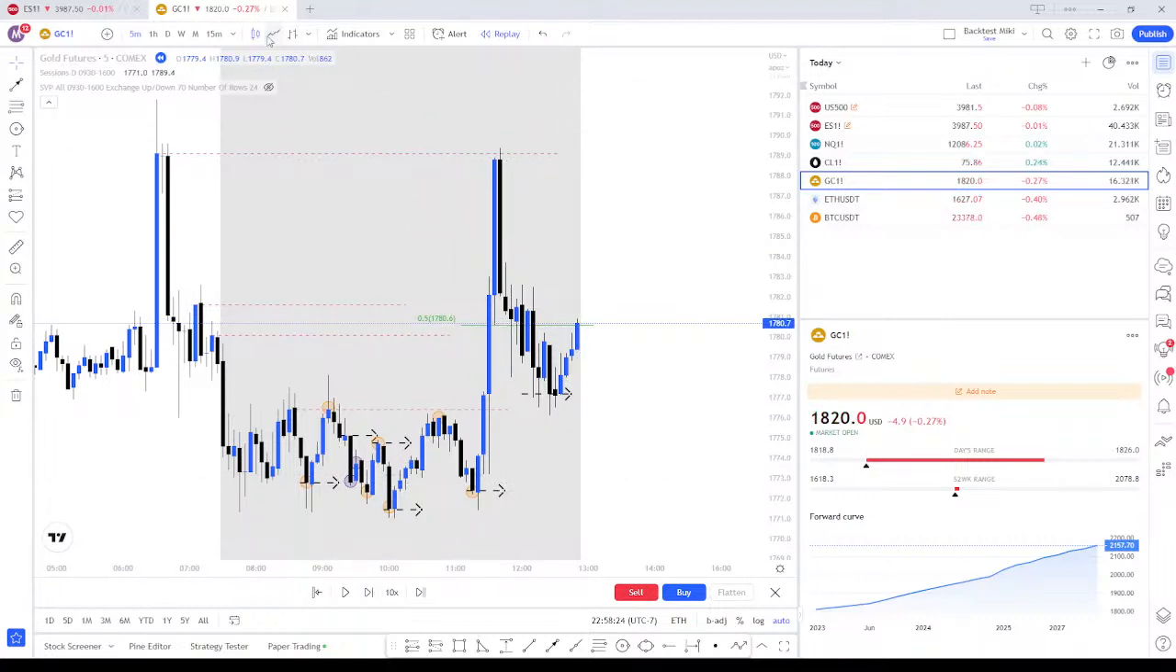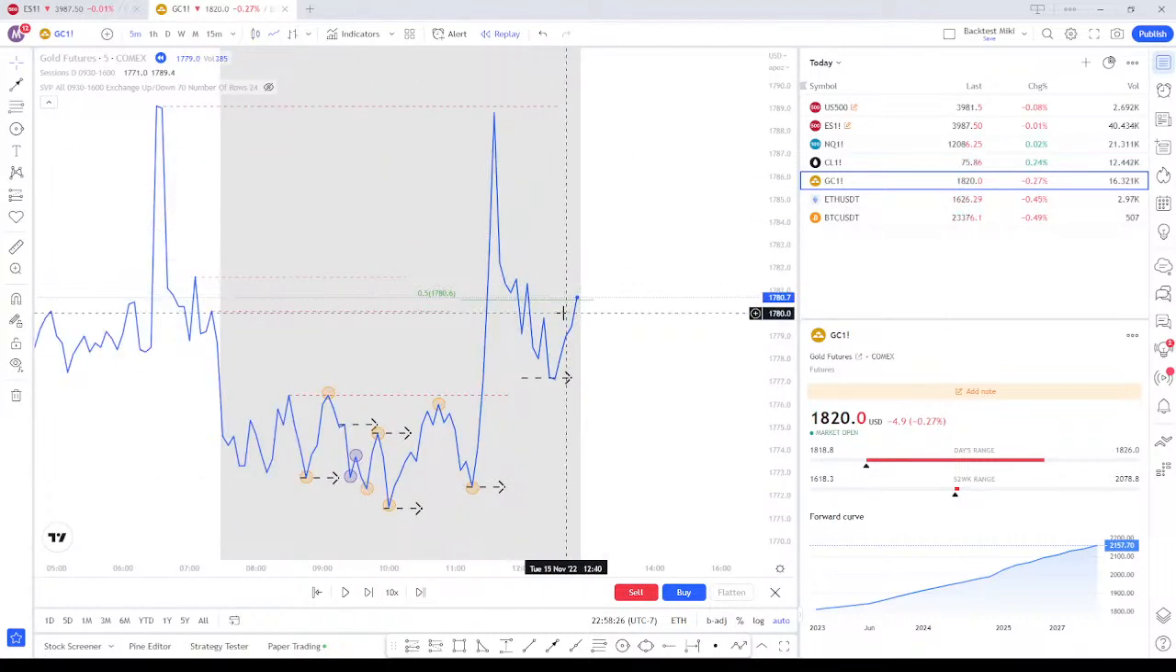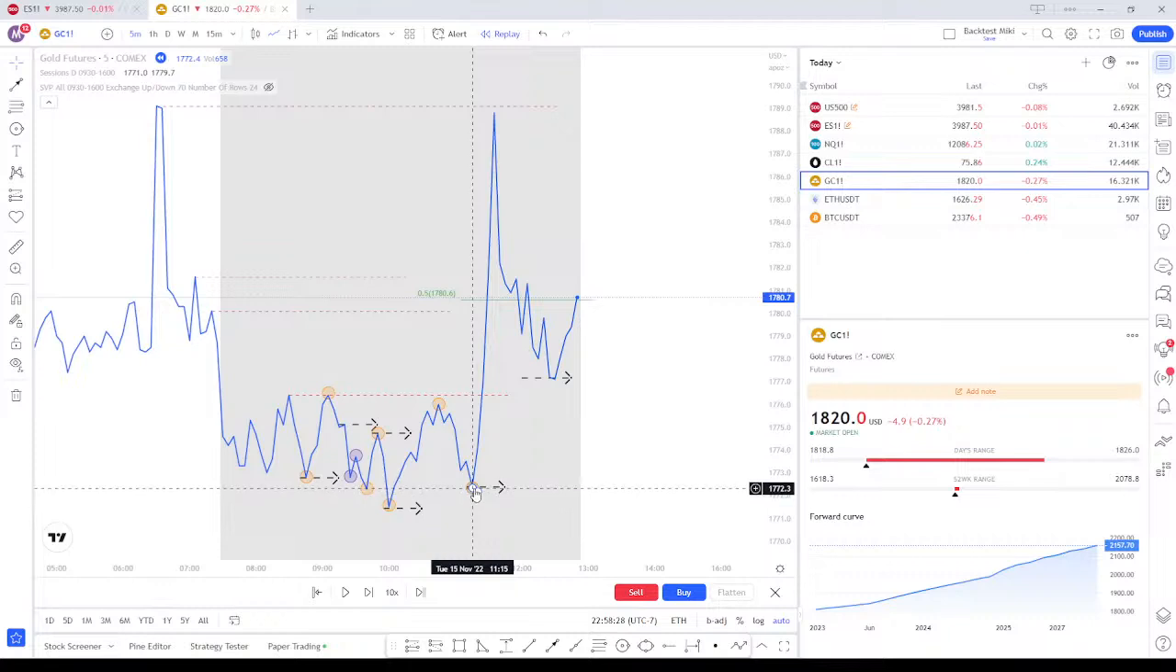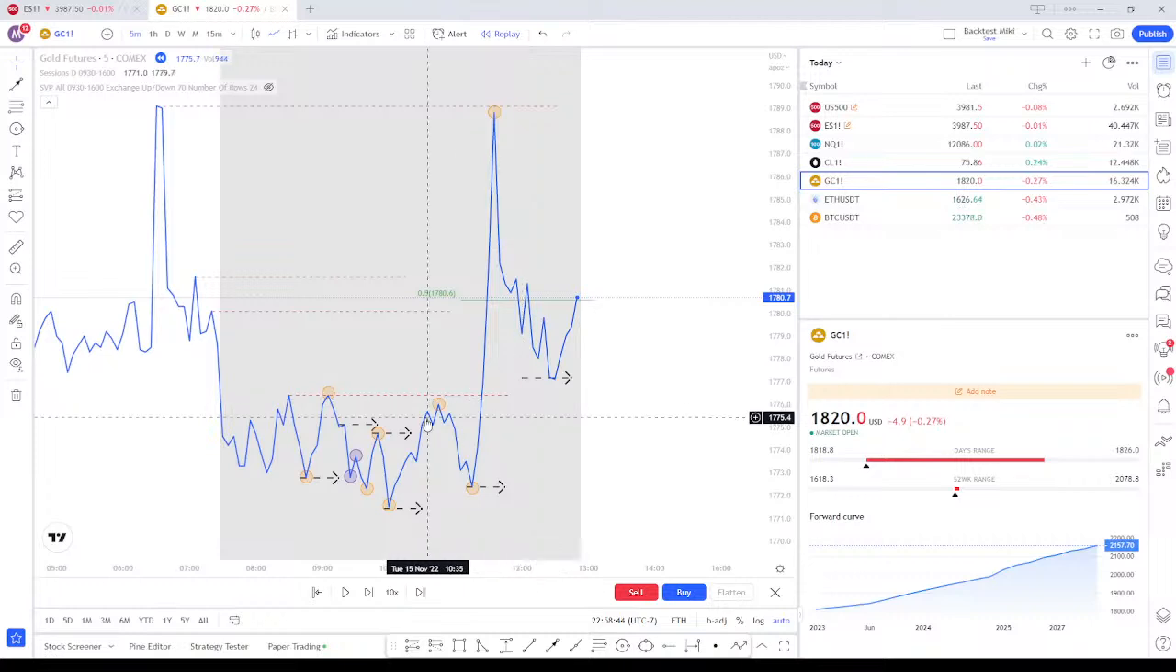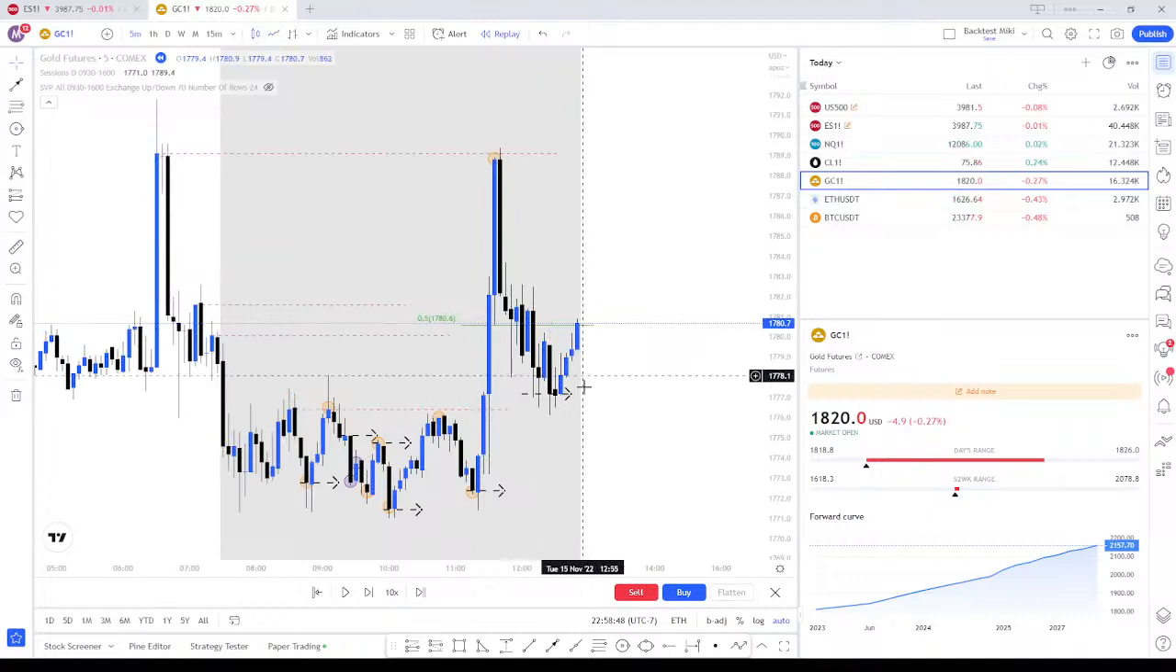Let's go to the line chart and see what price is doing. So we had this low form this high. Now we have a big range again. So now we have to wait for price to form what it wants to do within this range, because we may get a pullback or we may get a nice drop from the range, so that's fine.